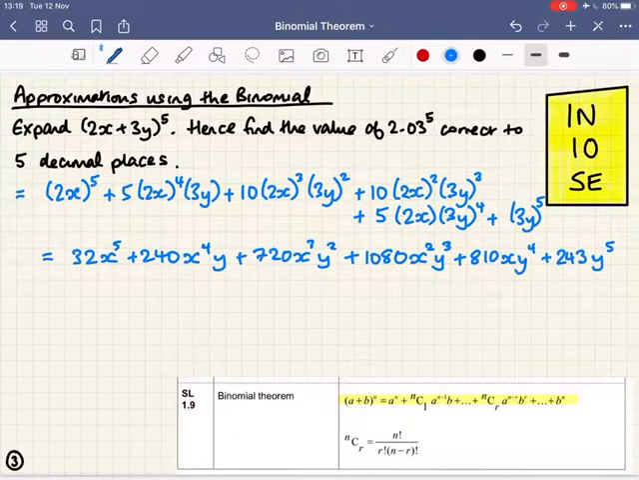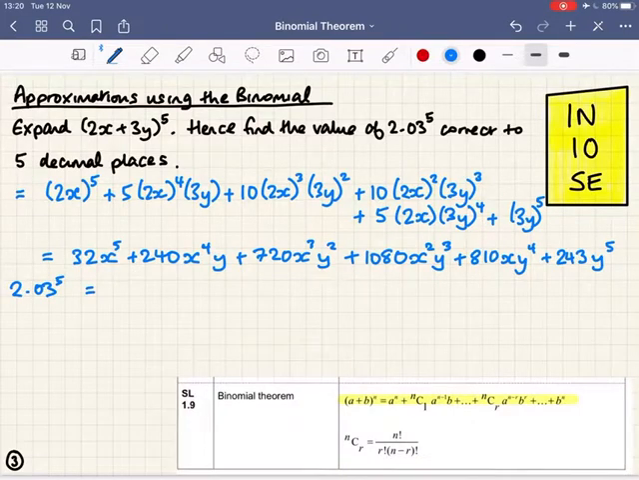Then I'm just going to substitute in some values. So 2.03 to the power of 5. Hopefully you can see if I set the value of x equal to 1 and the value of y equal to 0.01, like we did before, then that would give me 2.03 inside the brackets. And that makes things a bit easier because x being equal to 1 suddenly disappears here.